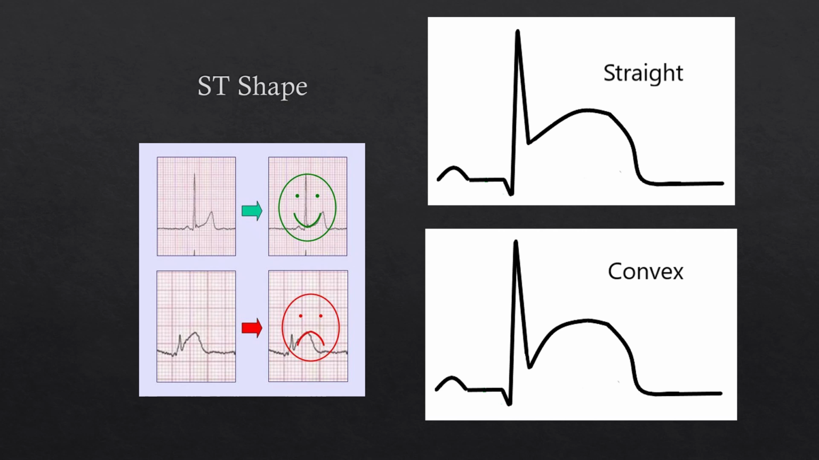So the classic teaching is, do I have a smiley face or a frowny face, as you can kind of see on your screen there. So happy face ST elevation is more predictive of pericarditis, benign early repol, or some of the mimickers, especially if it's coupled with an Osborne wave, whereas straightened or convex ST shapes are much more concerning.